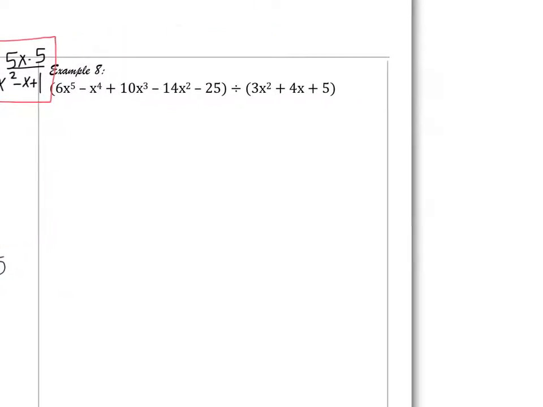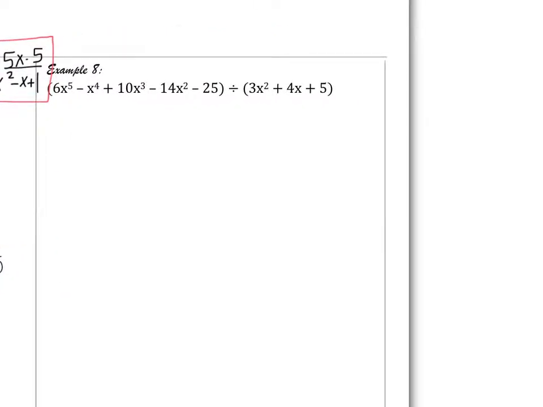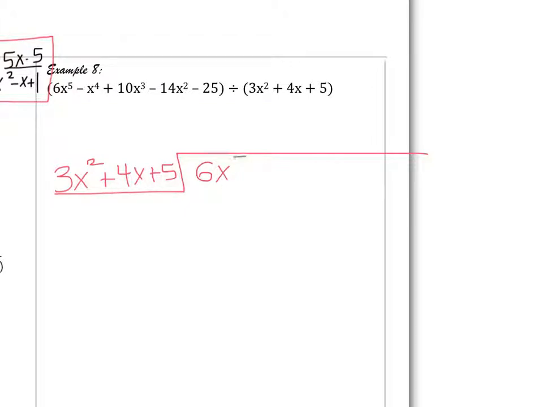Now let's move on to example 8. Again, I put the divisor, which is 3x to the power 2 plus 4x plus 5 on the outside. And I put the dividend, but let me check if it's in descending order. 5, 4, 3, 2. Oh, there's a power 1 missing, and then the constant. So I need to write a placeholder for the power 1.